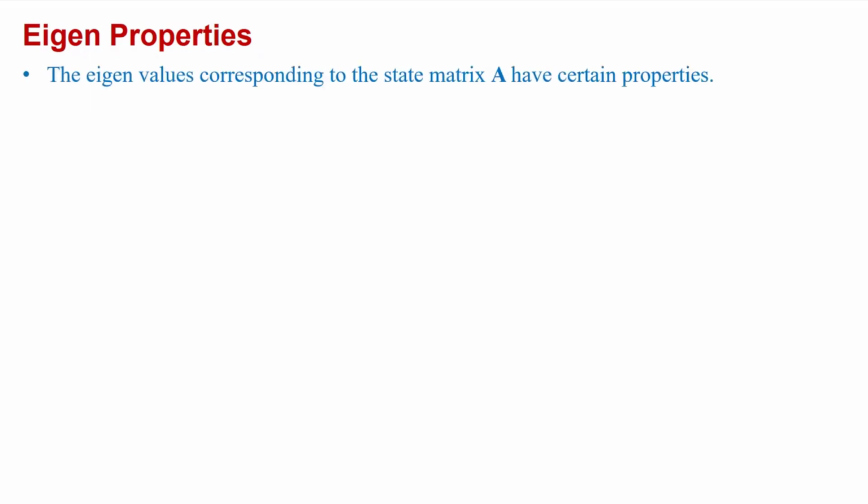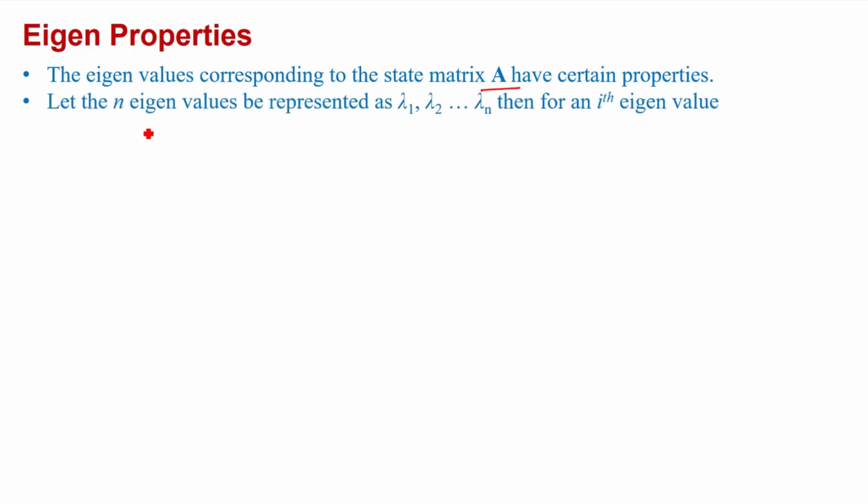So now we'll do some analysis on eigen properties. This is in fact very much essential in the stability analysis. What are these eigen properties? The eigenvalues corresponding to the state matrix A have certain properties. We call them eigen properties, right? So let the n eigenvalues be represented as lambda 1, lambda 2 up to lambda n.